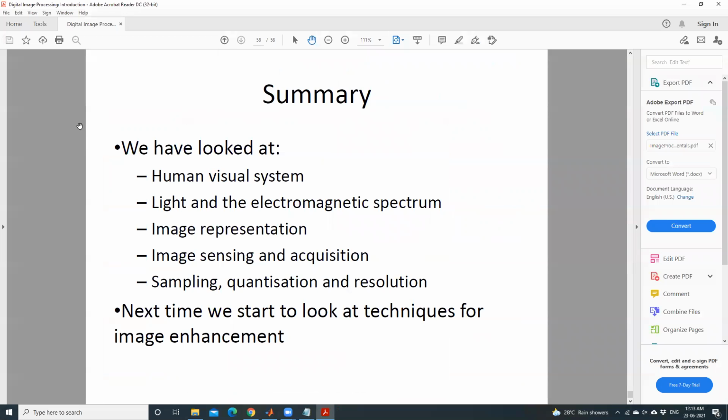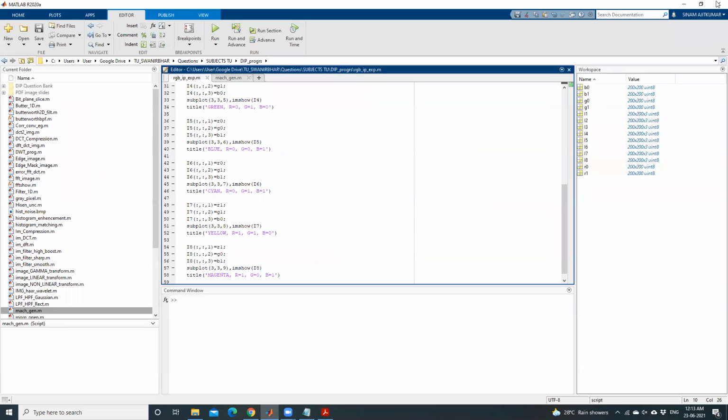To summarize, we have looked into the human visual system, light and the electromagnetic spectrum, and image representation and image sensing to some extent. The sampling, quantization and resolution part is left, which I'll be discussing in detail in my next lecture.